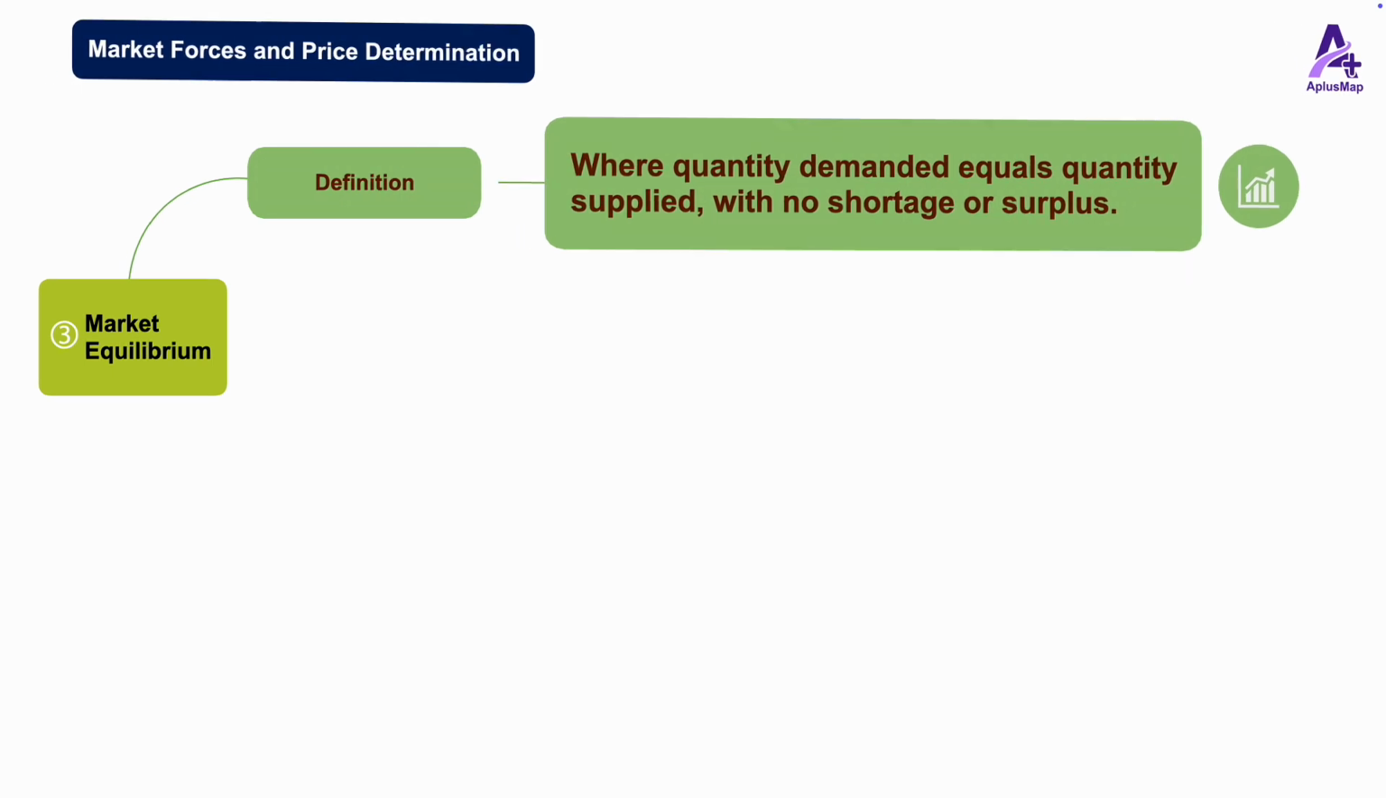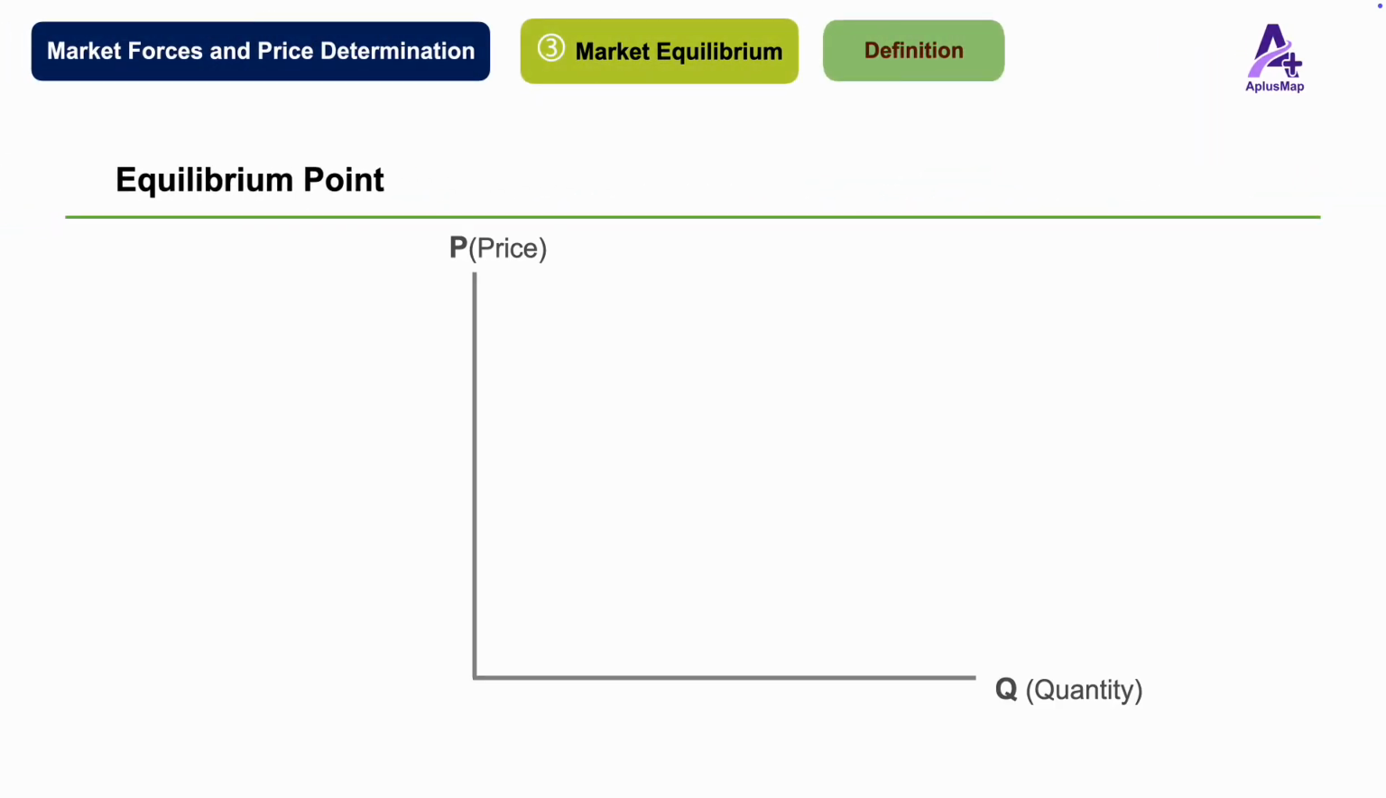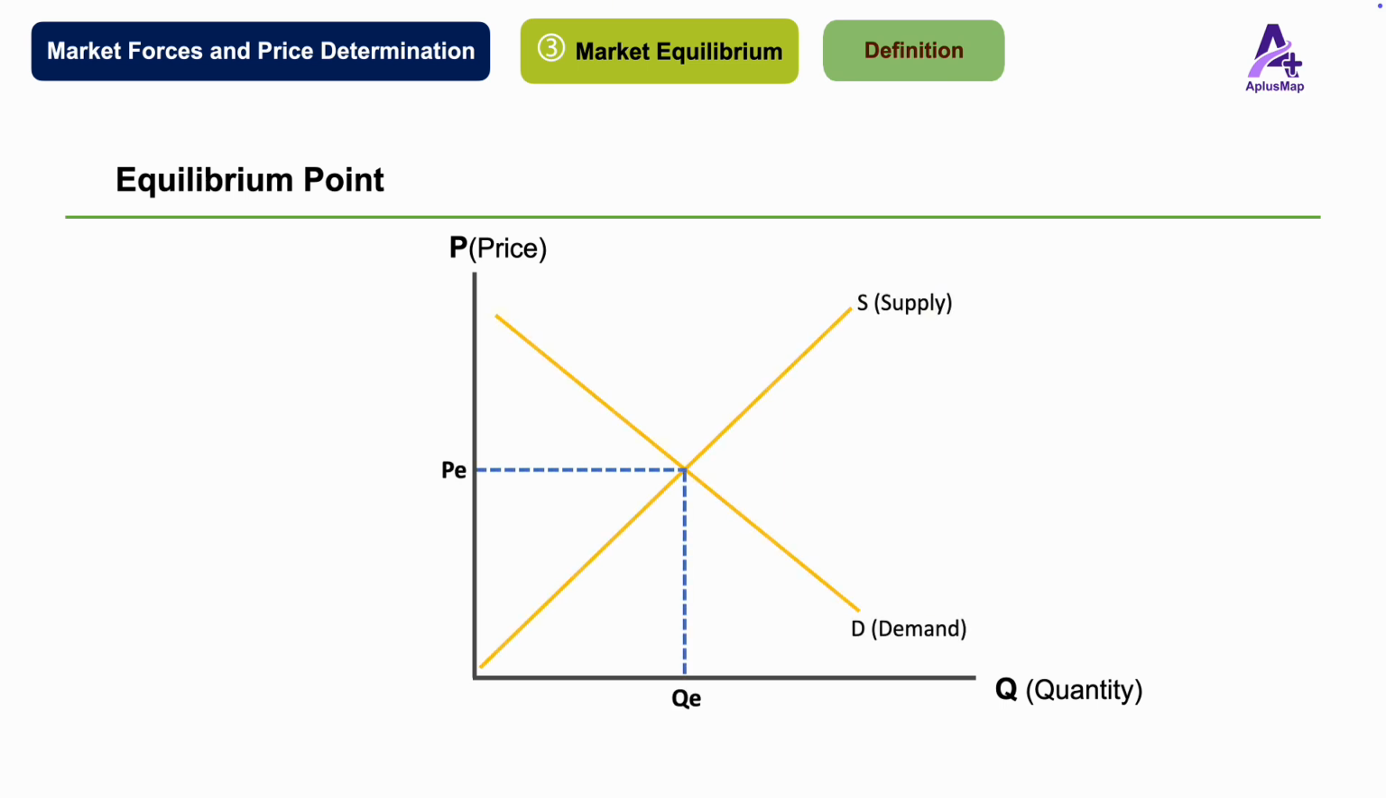Exactly right. Graphically, it's simple. It's where the demand curve and the supply curve cross. That intersection gives you the equilibrium price, we often call it P, and the equilibrium quantity, Q. The market clearing price and quantity.